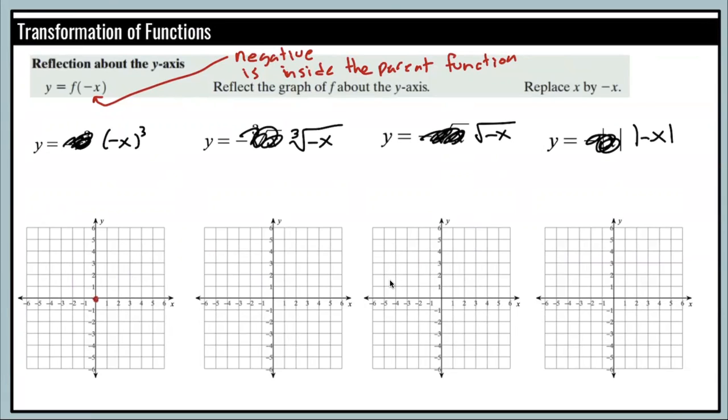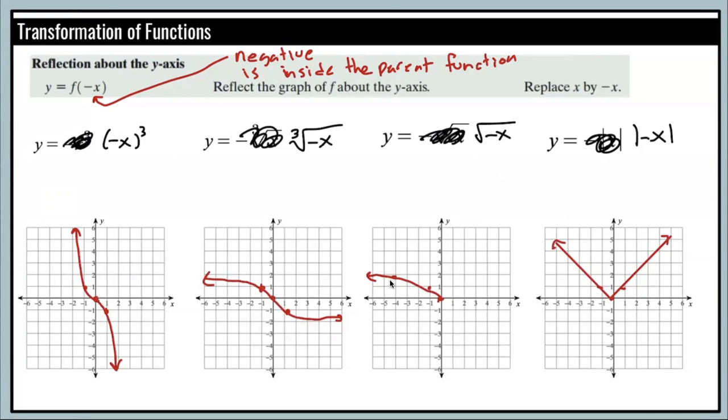This one is gonna open like this. The cube root of negative x is gonna open like this. The square root's gonna open backwards, like this. And an absolute value is gonna look the same, surprising. This one's gonna look the same. One of the few functions that does that, okay?